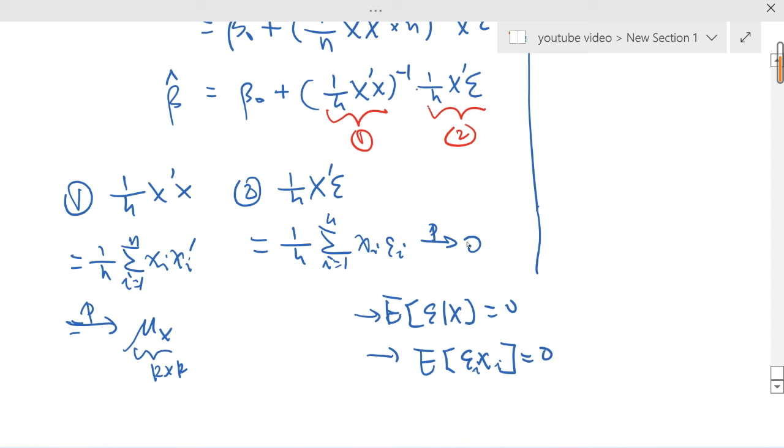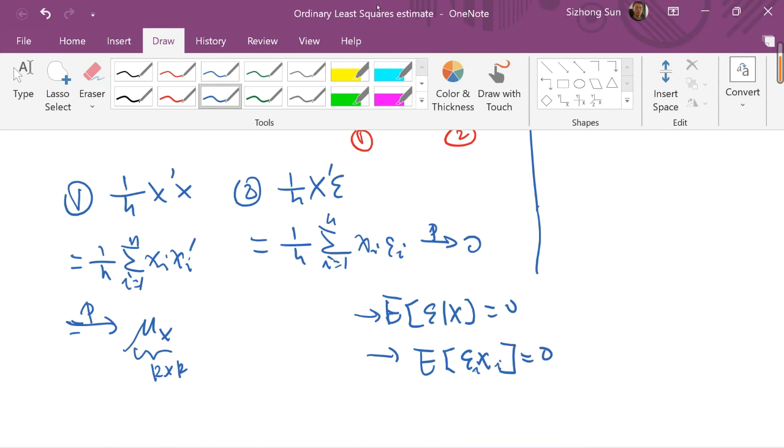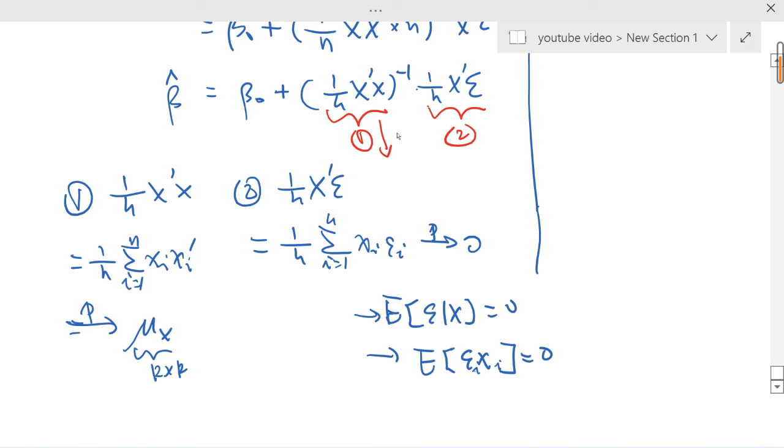So now, by using the law of large numbers, we observe that the first term converges in probability to mu x, and the second term converges in probability to 0. So the whole second term converges in probability to 0. So we see that beta hat converges in probability to beta 0.